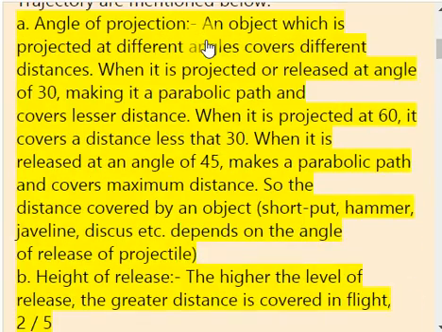A. Angle of projection. An object which is projected at different angles covers different distances. When it is projected or released at an angle of 30, it makes a parabolic path and covers a lesser distance. When it is projected at 60, it covers a distance less than at 30. When it is released at an angle of 45, it makes a parabolic path and covers maximum distance. So the distance covered by an object like a shot put, hammer, javelin, discus etc. depends on the angle of release of the projectile.